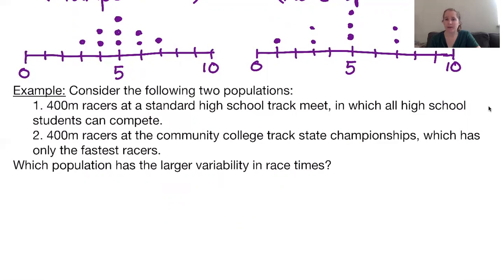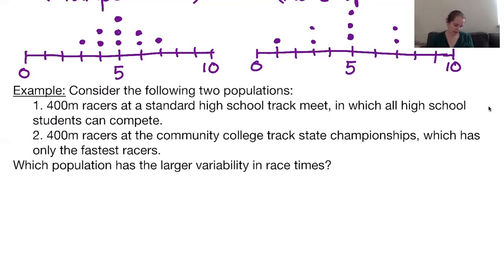So if we think about this, the first population, anyone can compete. So in high school track, you have people that just run track for the fun of it, and you have people that run track very seriously. So you're going to have some that take quite a bit more time to run 400 meters and some that are highly competitive and run very quickly. On the other hand, at the state championships, these are all the very best 400-meter runners, and they're all going to be on the fast end, right?